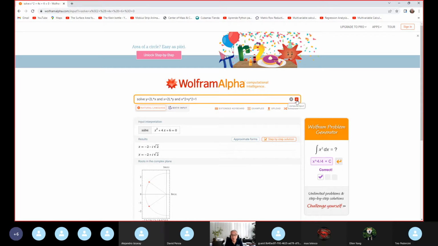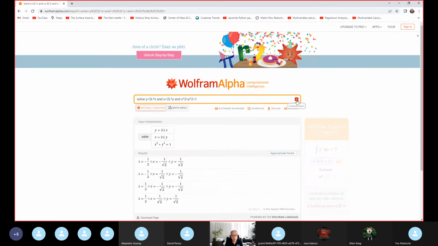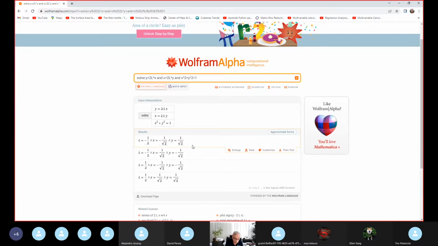This red button, compute input. Wow. This gives me the equation to verify that we are doing well, and also the values of x and y, and also the value for lambda. Lambda is 1/2 or negative 1/2, depending. Lambda is negative, but it's not important. The negative sign indicates the opposite sign.